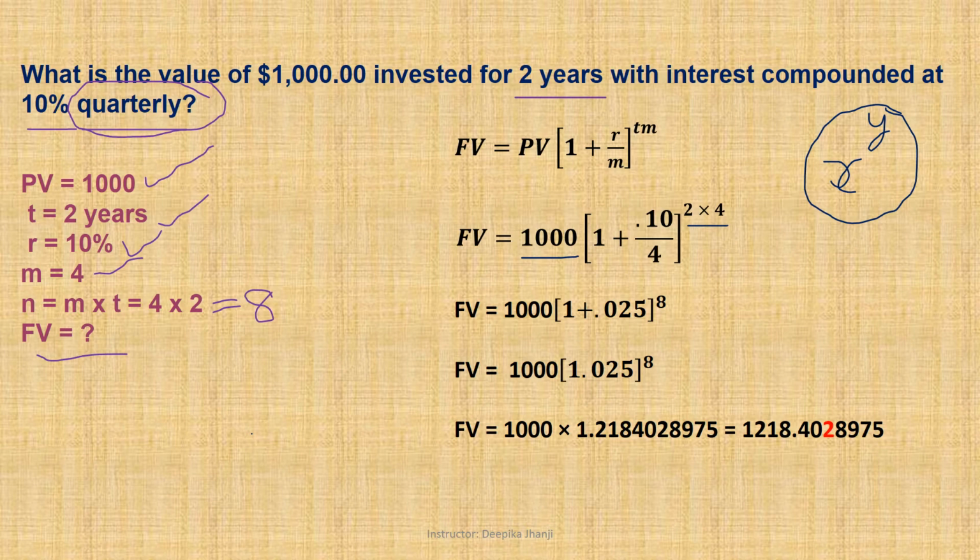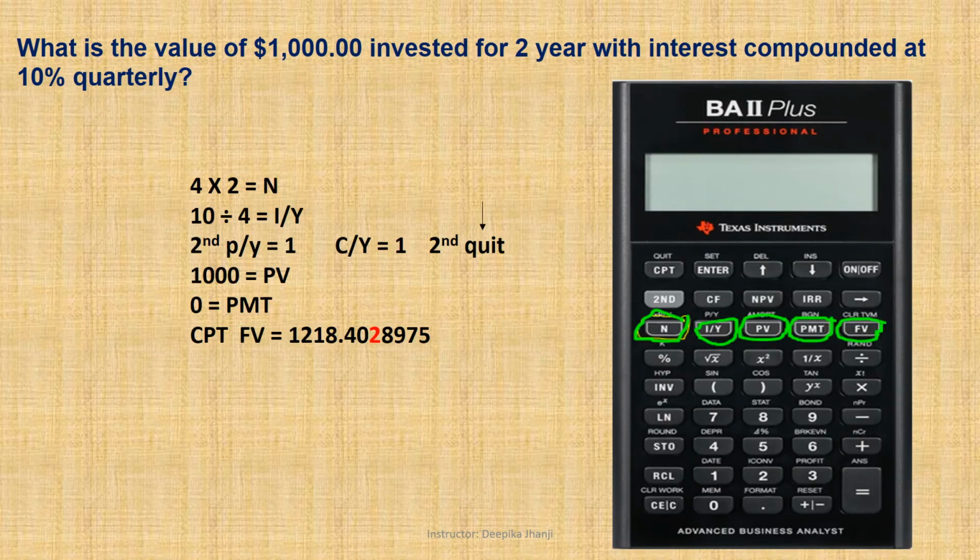Now, because we are talking about money, we should have 2 digits after the decimal. Depending on the third digit, we'll round off the second digit after decimal. So this 0 stays 0 because 2 is less than 5. So future value will be 1218. Let's solve the same question using the calculator entirely.